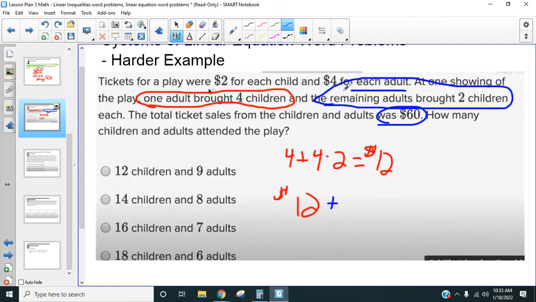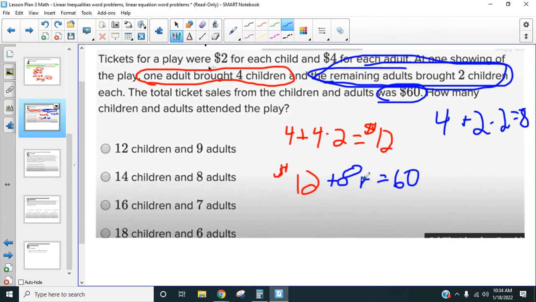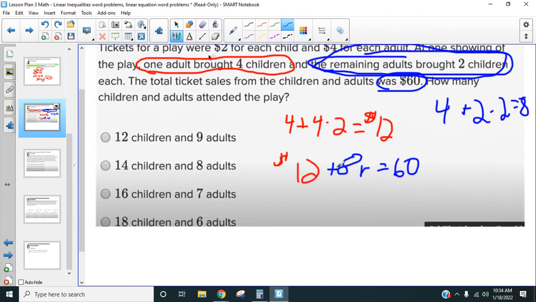All right, but anyway, each one of these families, this is what I'm getting at, is going to be how much in dollars? 8, right? Every single group is the same. Every group is an adult with 2 children. How much is an adult with 2 children? $8, right? Here's an adult and 2 children. So that's $8. So 8 groups of whatever. Just put R. They used R in the example.